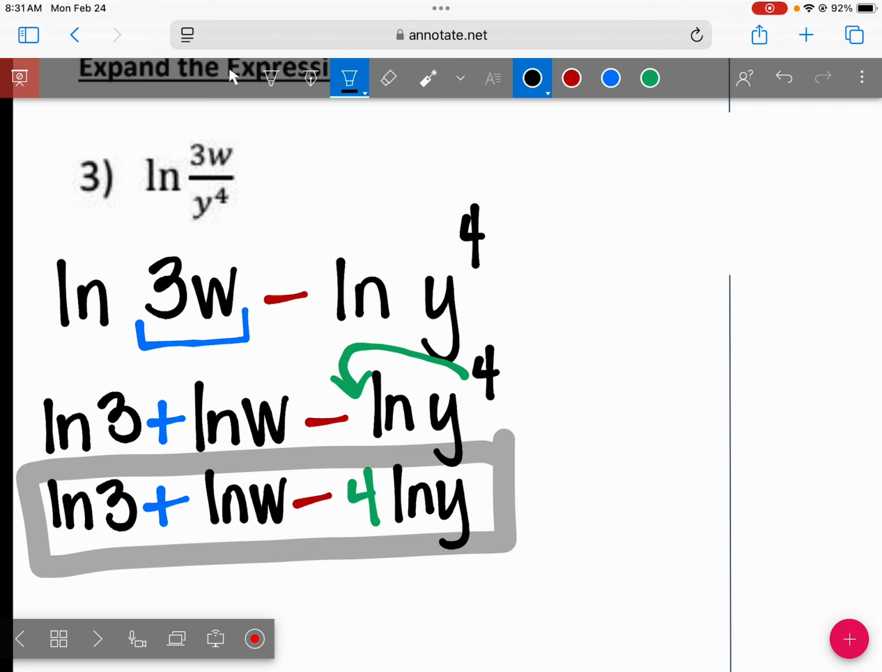That's your final answer. That's the L. That means the natural log. It's an L. That's an LN for natural log.